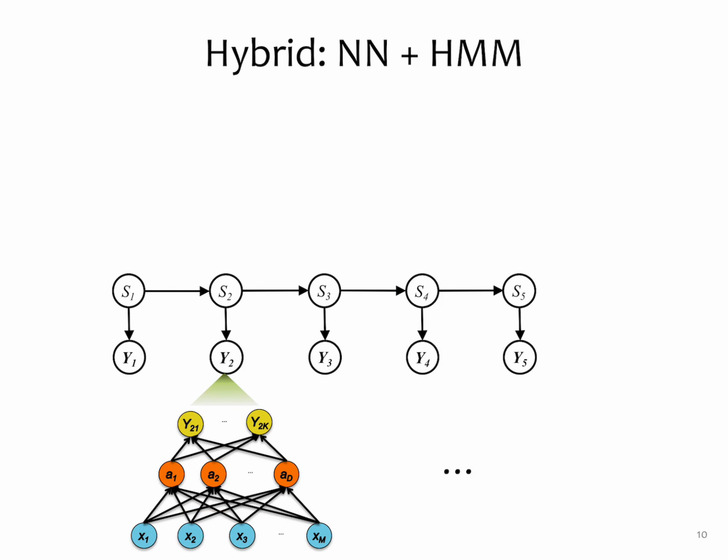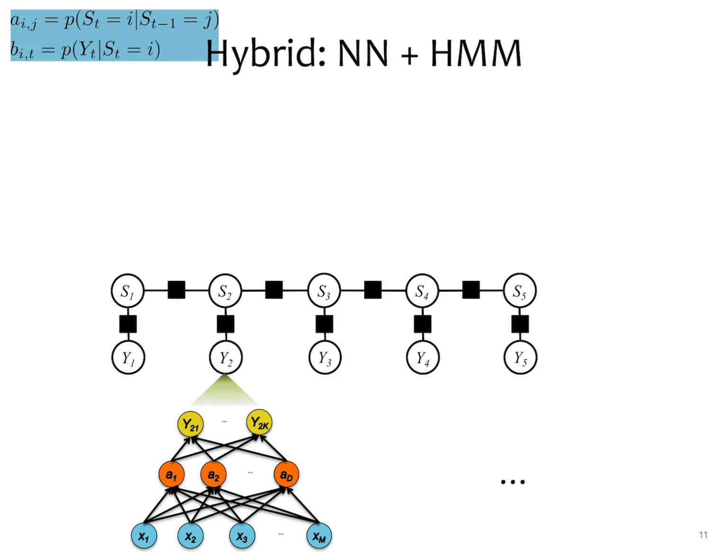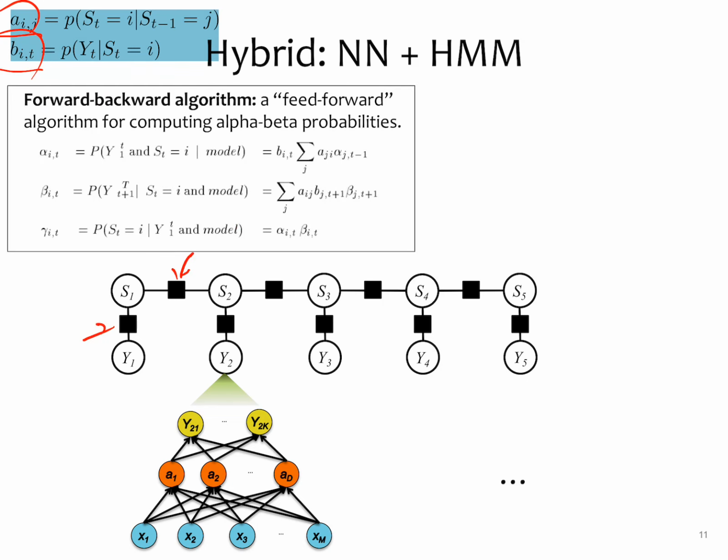Okay, so this is basically our structure. Remember the structure of our graphical model. We had transition probability that here I'm representing by A, and emission probability that here I'm representing by B. The transition probability corresponds to this factor, and the emission probability corresponds to these kinds of factors.